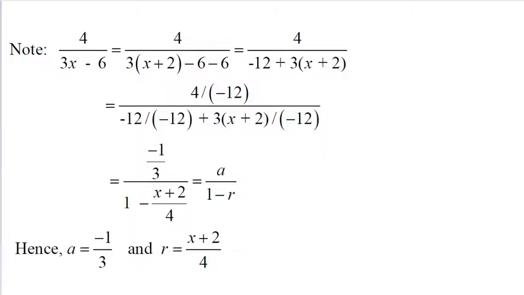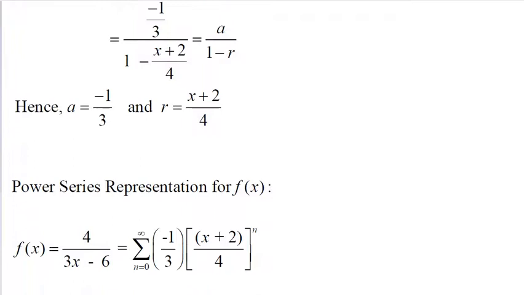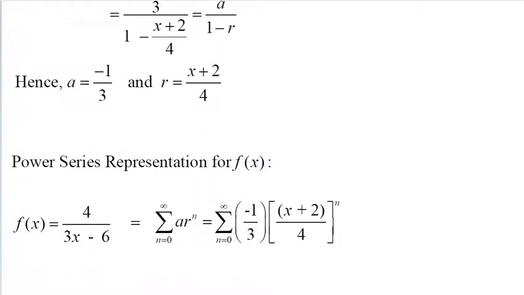So now we'll write the power series representation. The power series representation is the infinite series of a times r to the n. In this case, a is negative 1/3, and r is x plus 2 over 4, and then to the n. And again, this is a geometric power series.